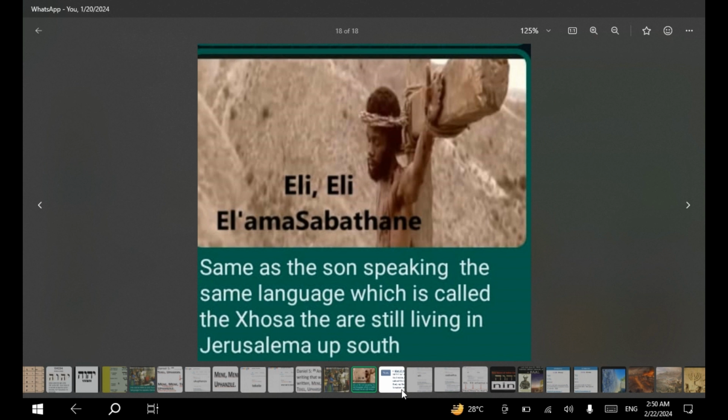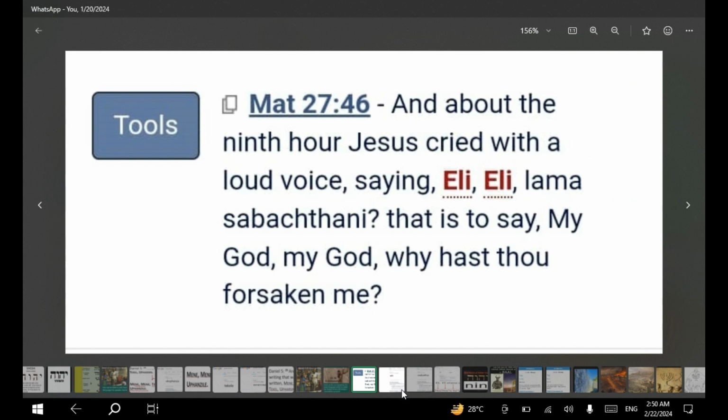Eli Eli Elama Sabachthani. Why is the Messiah also speaking Ezekosha? That's Judah. In Matthew 27:46, about the ninth hour, the Msindisi, or the Messiah, cried with a loud voice saying, I'm going to prove to you why I call this Msindisi, okay? And about the ninth hour, the Messiah cried with a loud voice saying, Eli Eli Lama Sabachthani. That is to say, you see the interpretation of them.